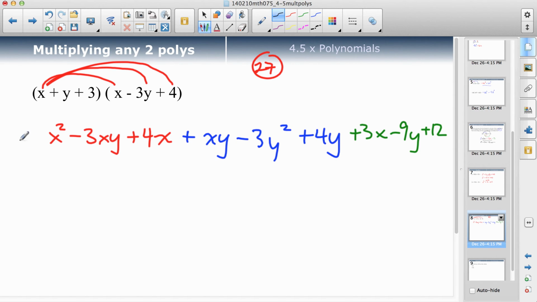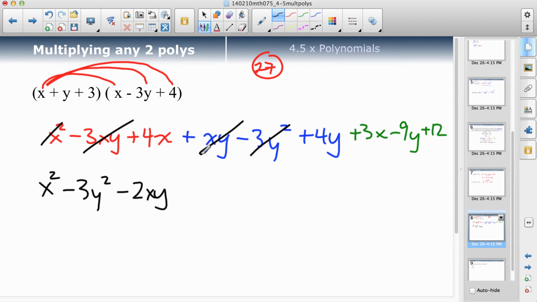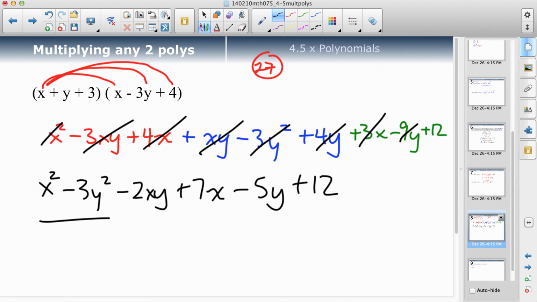Now, collecting everything, x squareds, they just have 1. A y squared, there's just 1. Minus 3y squared. And xy, I'll get rid of those. xy, here's another one. So I'm down 3, I gain 1, so I'd still be down 2 xy's. Done. X's, 4x plus 3x, that'd be 7x. Done. 4y minus 9y would be a negative 5y. Done. Only thing left is the positive 12. So that would be the product of that one. That's a nice nasty one to do.